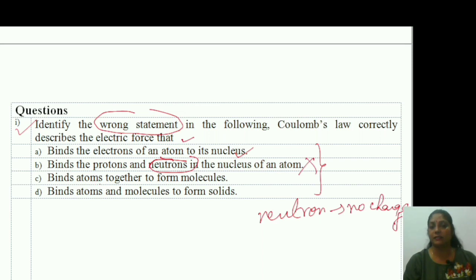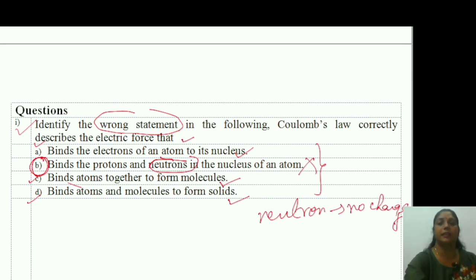There are two other options. Must read them also. Binds atoms together to form molecules. Yes, it's correct. It binds atoms and molecules to form solids. Yes, this statement is also correct. So correct option is which one? B is the correct option. This statement is wrong according to Coulomb's law. And the other three options, A, C and D, are all correct. So in this way you solve questions, right?